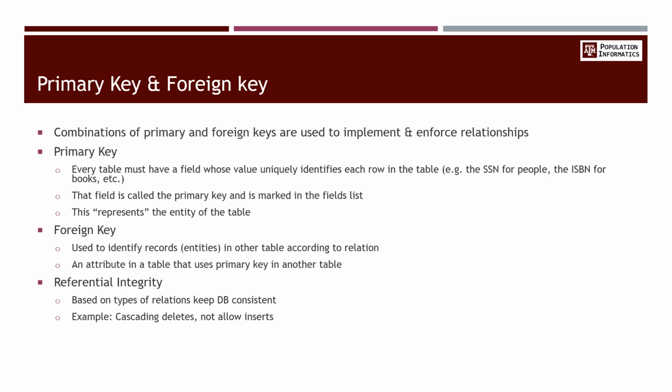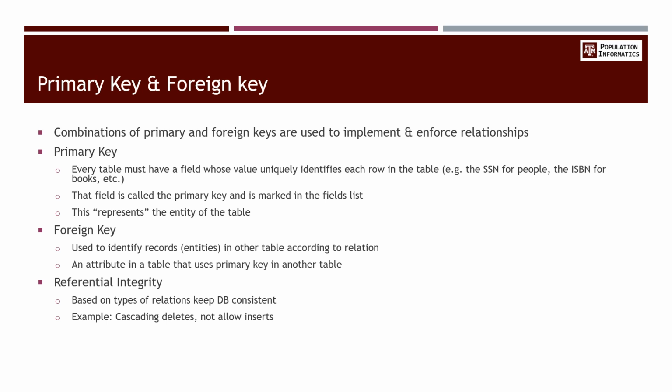Every table must have a field whose value uniquely identifies each row in the table, such as Social Security numbers for people and ISBNs for books. That field is called the primary key and is marked in the field list. The primary key represents the entity of the table. Foreign keys are used to identify records or entities in other tables according to the relationship. The foreign key attribute in a table uses the primary key of another table.